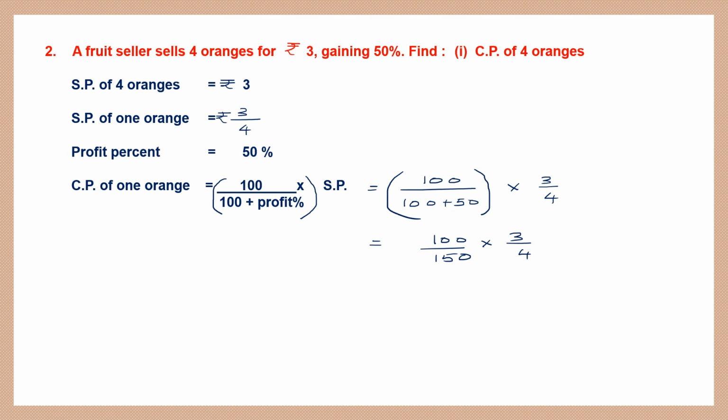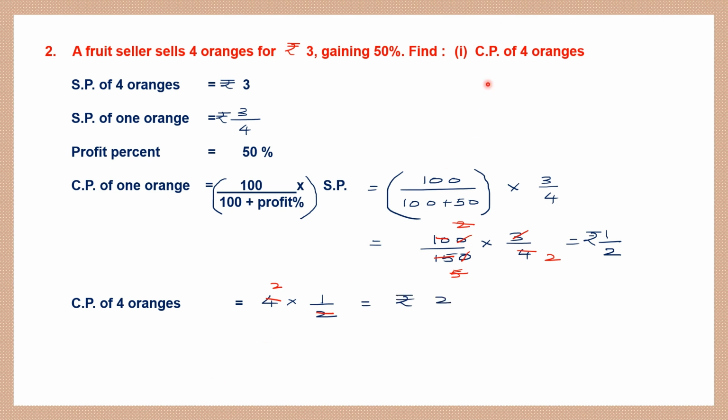Let's simplify. I can cancel the zeros. Now I can cancel this. 3 5s are 15. I can cancel 5 and 10. 5 2s are 10 and I can cancel 2 and 4 2s. So the cost price of 1 orange is 1 by 2 rupee, that is half a rupee. So we have found the cost price of 1 orange. Now we can find the cost price of 4 oranges. 4 into 1 by 2. Now cancel here 2. So now we have found the cost price of 4 oranges to be 2 rupees.